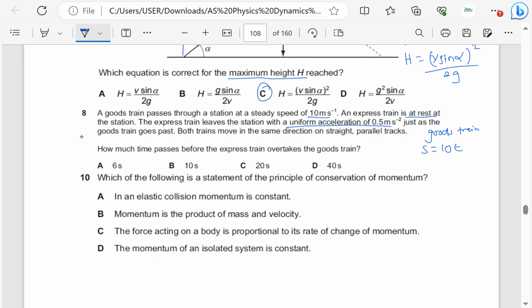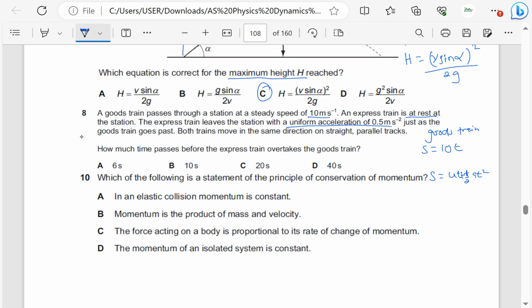For the express train, the distance covered S is going to be ut plus a half at squared. By the time the one train catches up with the other one, it will have covered the same distance as the goods train.